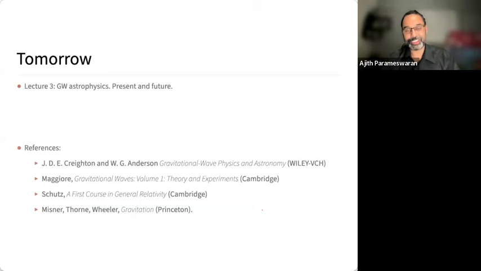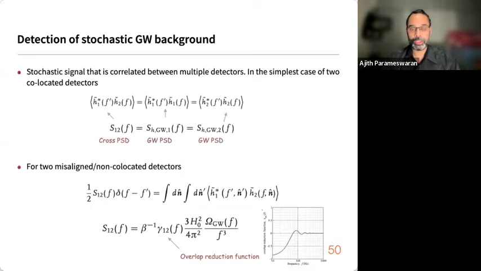And so the living review that I talked about was by Cornish and Romano. Neil Cornish and Joe Romano have a very nice review on the sources and searches for the stochastic gravitational wave background.